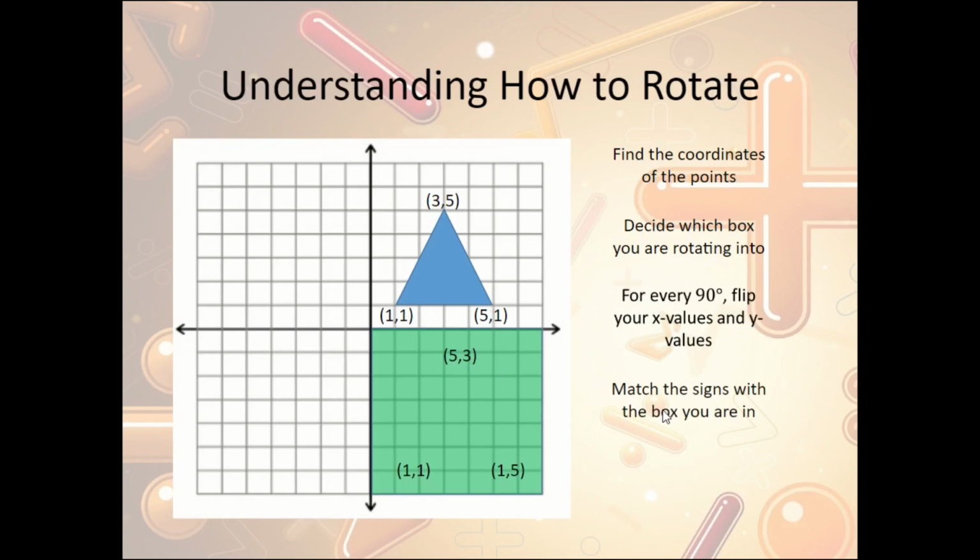And then we need to match the signs with the box that we're in. Over here we have positive x's and negative y's. So we're going to change all of our y's to be negative. So 1, negative 1, 1, negative 5, and 5, negative 3. And then we can plot our points and just draw it in. Notice this should be the exact same triangle, just spun around into this box here.